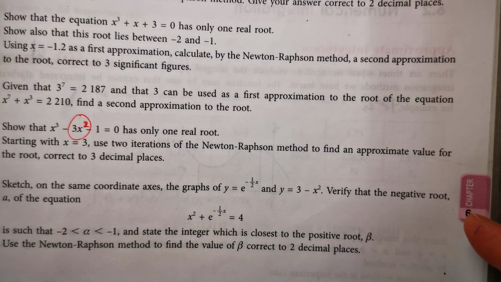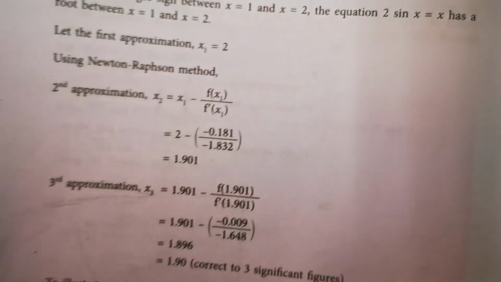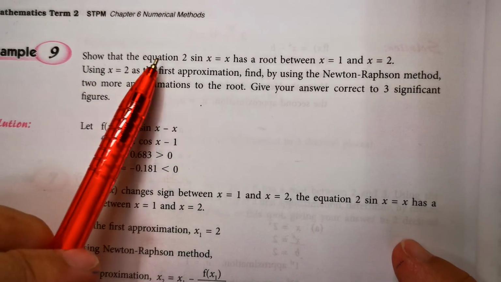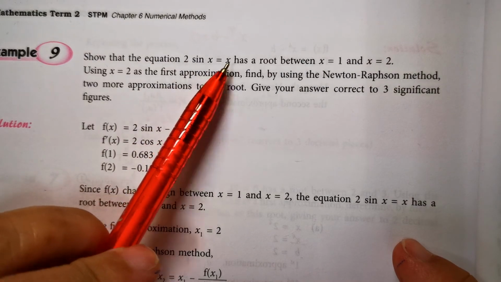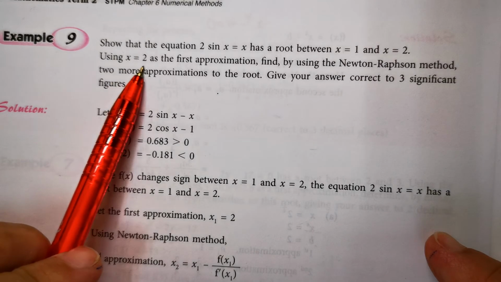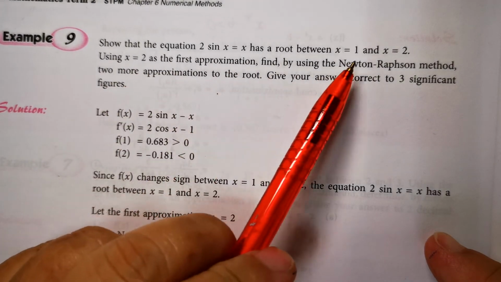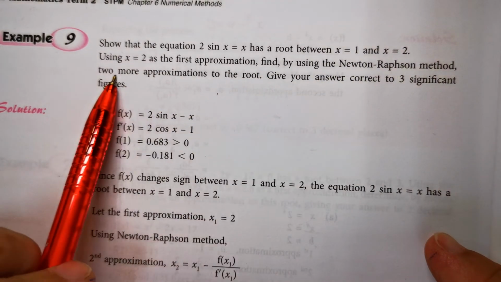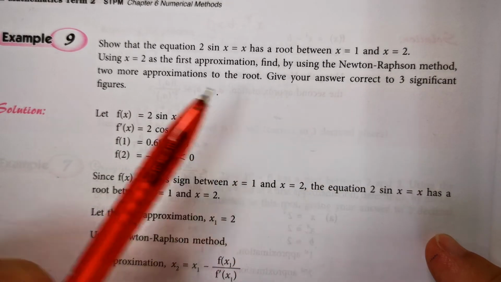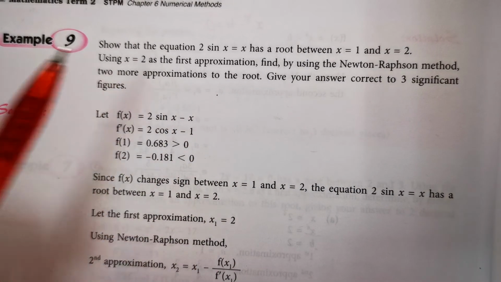One more question, one more example. Like this. Show that the equation 2 sine x equals x has a root between x equals 1 and 2. Use x equals 2 as a first approximation. Find, by using the Newton-Raphson method, 2 more approximations to the root, correct to 3 significant figures. They just want 2 more.